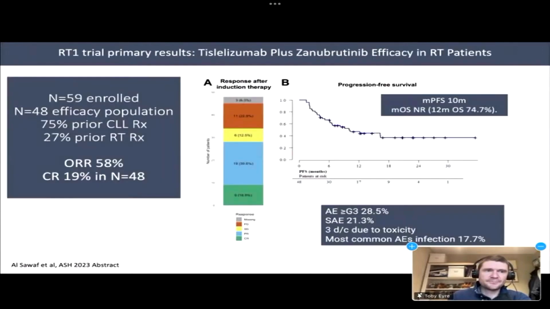But certainly it does suggest real activity, and this agent is very well tolerated and could be combined in clinical trials. I mentioned the RT1 study, so this is the PD-1 inhibitor tislelizumab plus zanubrutinib, so second generation covalent BTK inhibitor in Richter's.